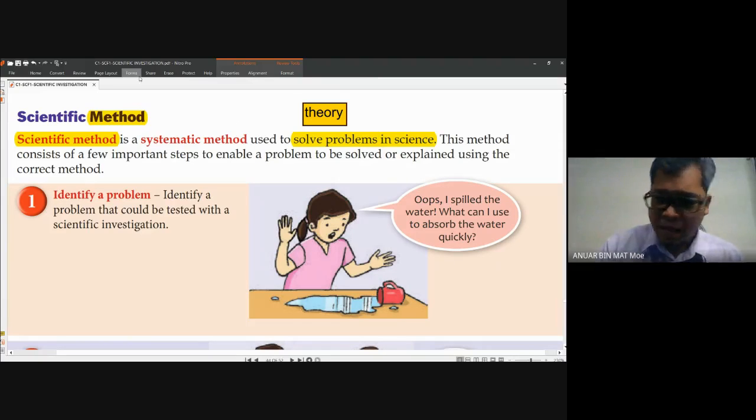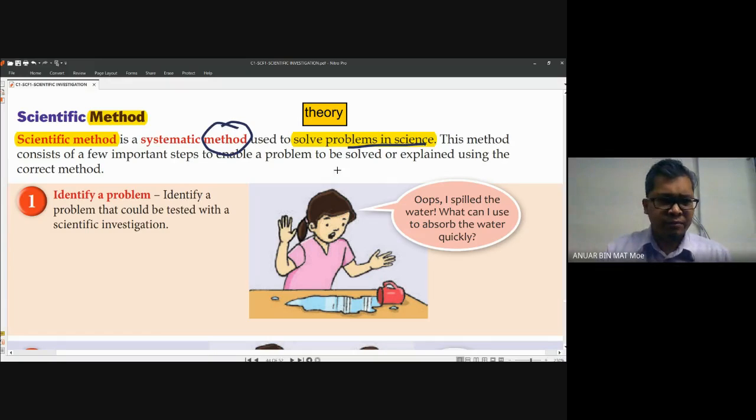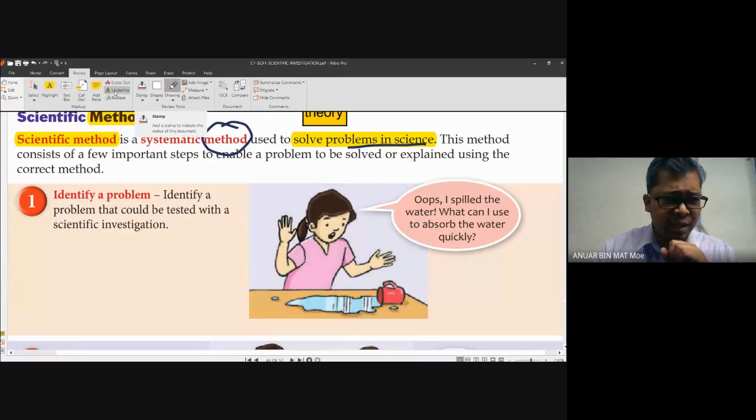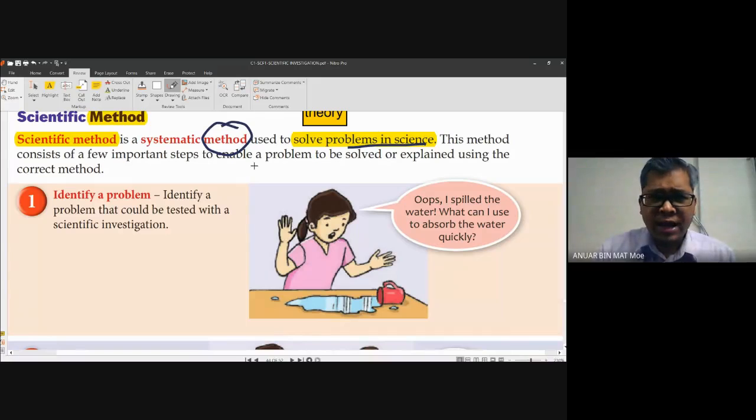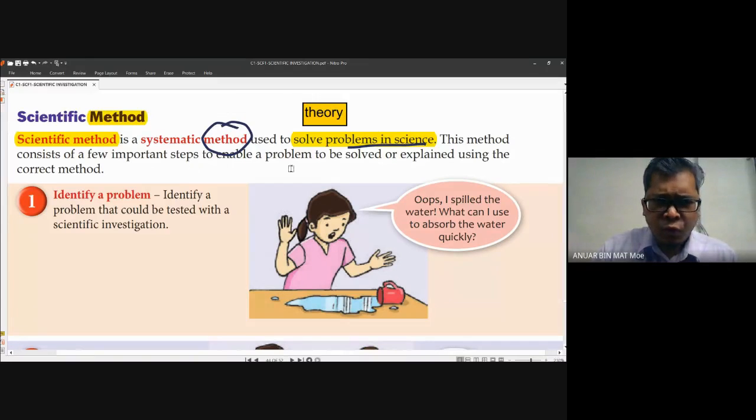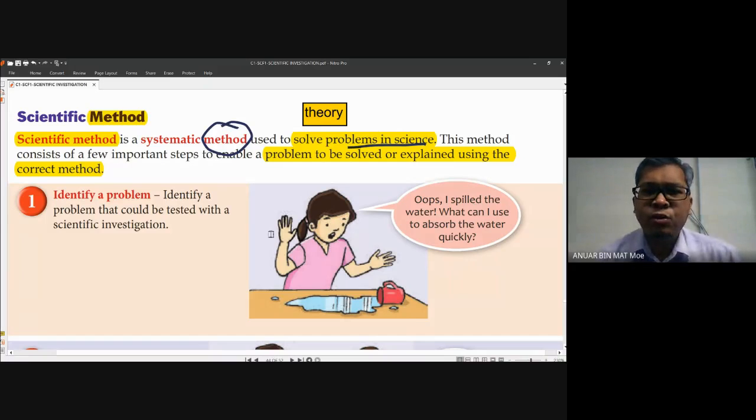Okay, so again, you go back to my presentation here. You call it the scientific method. It is the method or the ways to solve problems in science. Okay, there are a few steps you need to remember, in this topic, to enable a problem to be solved or explained using the correct method. Okay, this is based on the textbook. You cannot simply do the experiment without a guide. There is always a guide. That's why it is important in science.